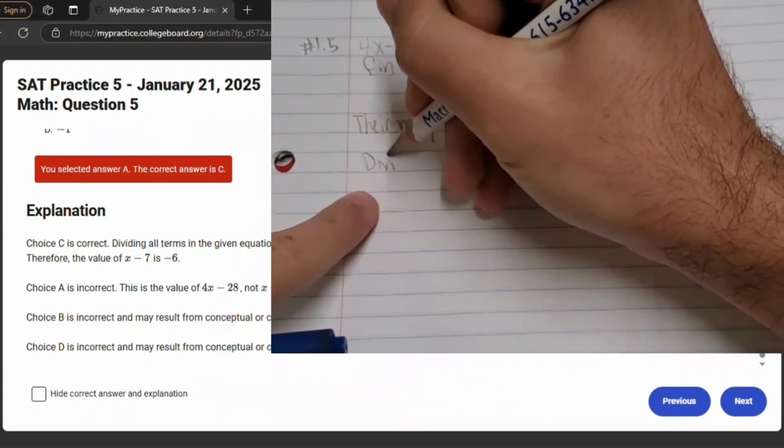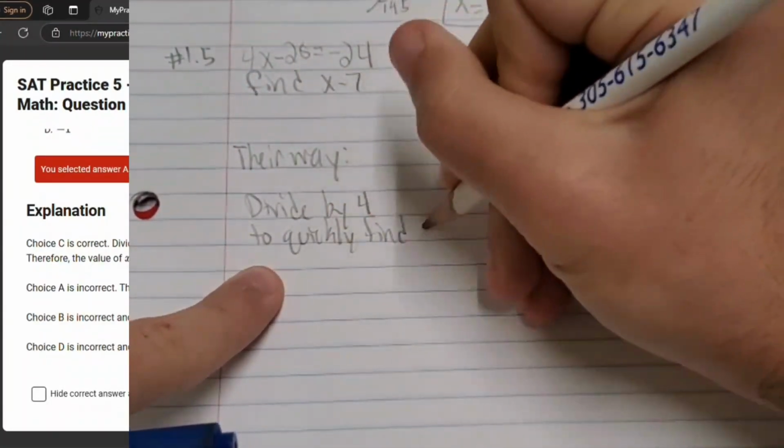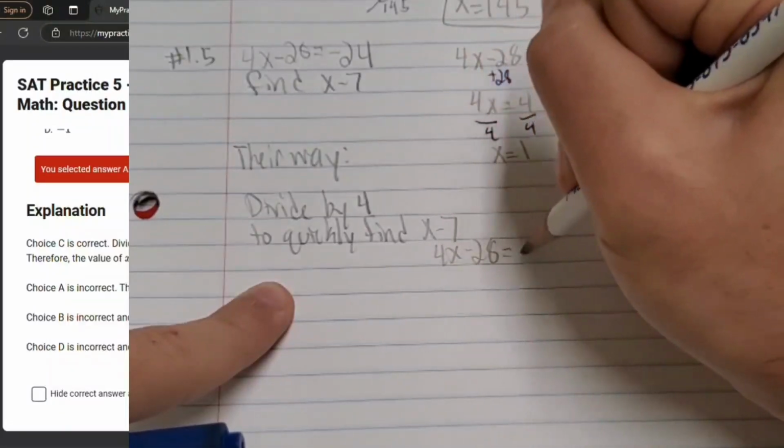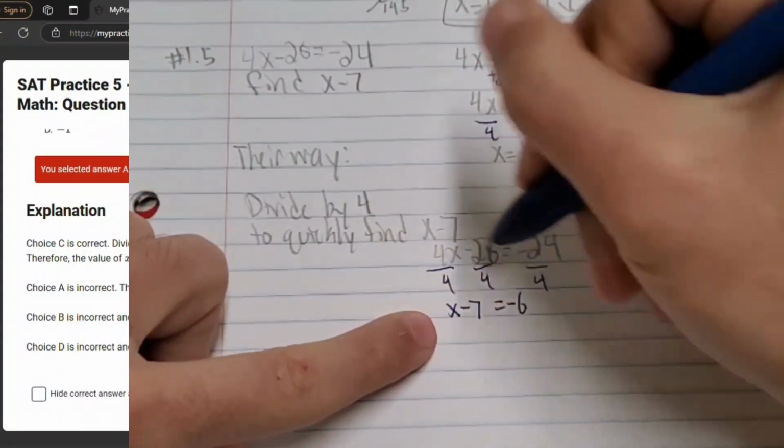They divided everything by 4 to quickly get x minus 7. Even if I don't like that, I'm going to show my work. Maybe after a few tries, you actually do find it helpful. Maybe you do like it. So definitely show their way as long as you understand it.